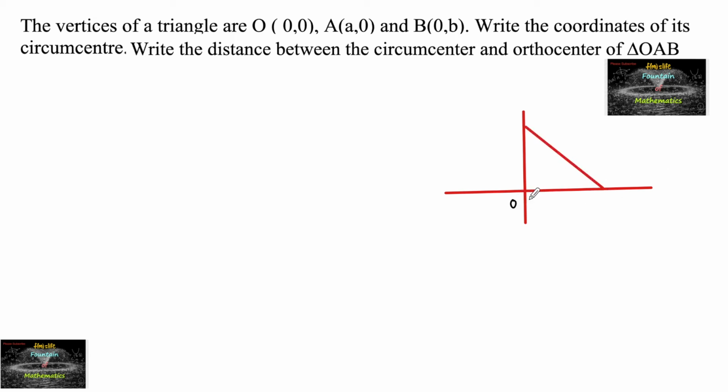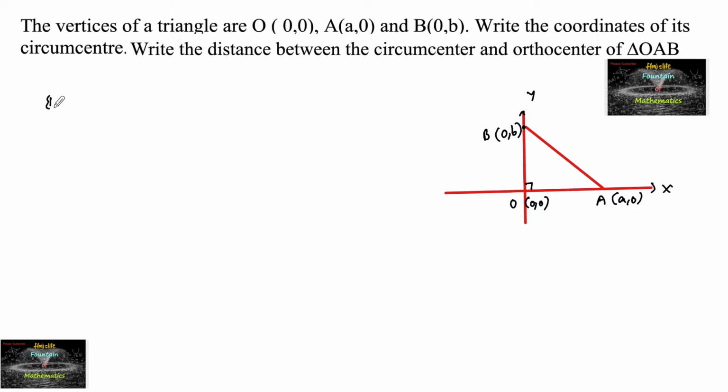So origin, vertex (a, 0) on the x-axis and vertex (0, b) on the y-axis. Let us consider. So clearly it's a right angle triangle at origin.